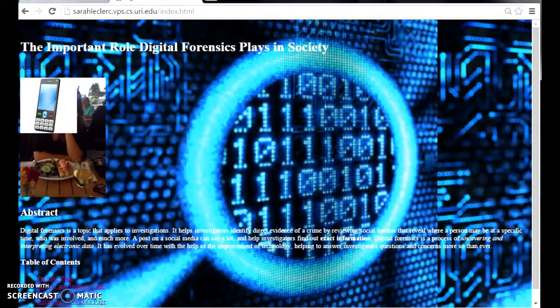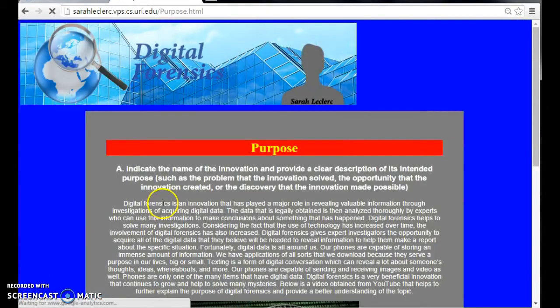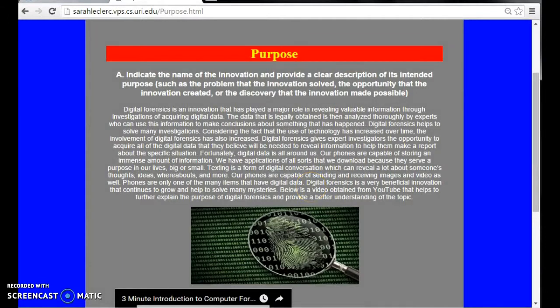The first page in my table of contents is the purpose page. Here I was asked to indicate the name of the innovation and provide a clear description of its intended purpose. Digital forensics is an innovation that has played a major role in revealing valuable information through investigations of acquiring digital data. The data obtained is then analyzed by experts who use this information to make reports and conclusions about their findings.